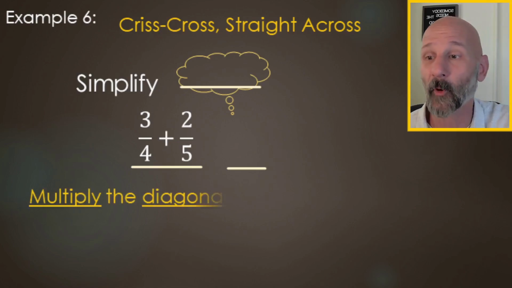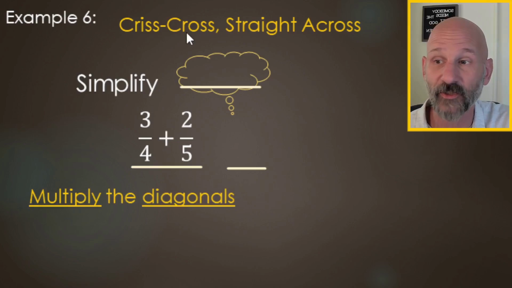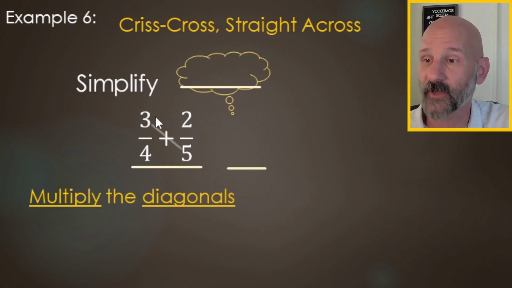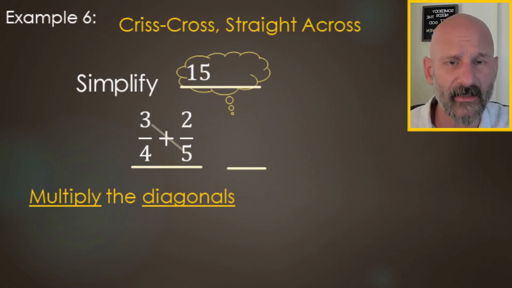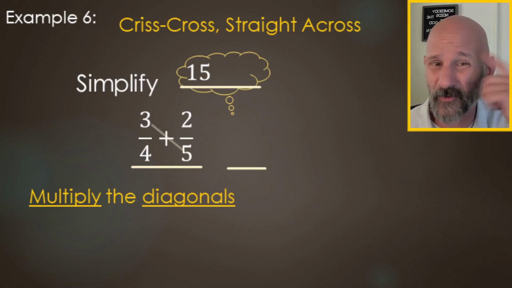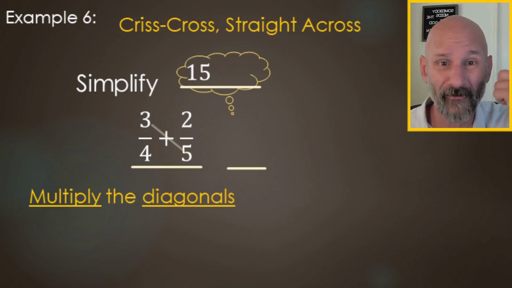So we're going to start by multiplying the diagonals. That's going to be the crisscross pattern, right? So we start with 3 times 5. What does that make? That makes 15. Now, when we're taking our notes, we're going to go ahead and write this down. But when we're actually doing this, we're just going to hold this number in our brain, the 15, okay?